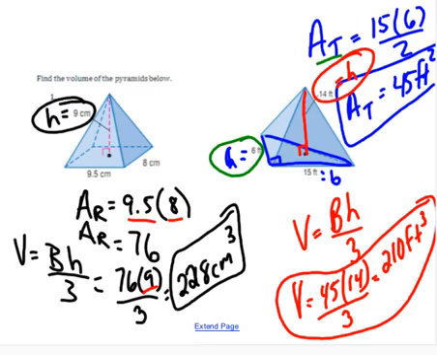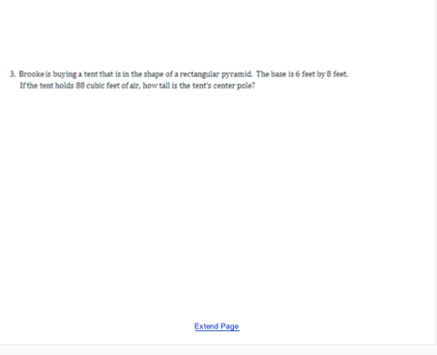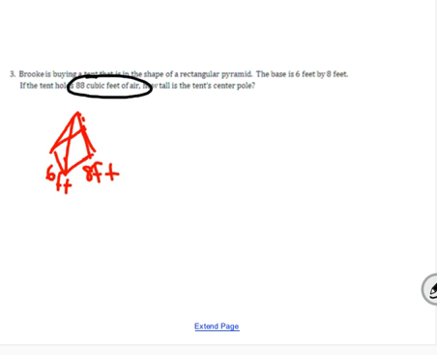As always, we do a couple examples that are word problems. Brooke is buying a tent that is in the shape of a rectangular pyramid. So we have a rectangular pyramid, something like this. Ever tell you can't draw rectangles? The base is 6 feet by 8 feet, and the tent holds 88 cubic feet of air. How tall is the tent center pole? The center pole would drop down right to the center.